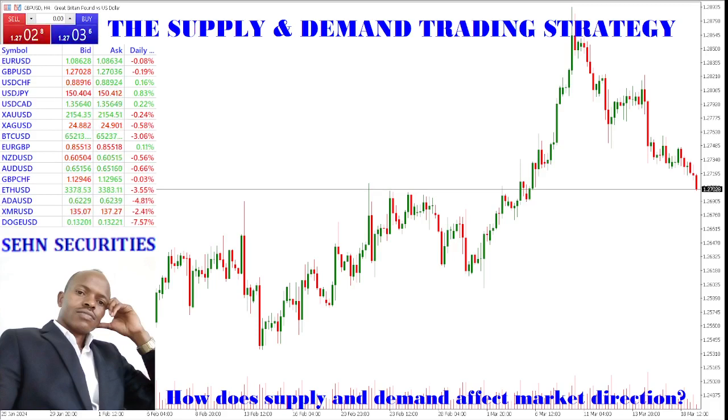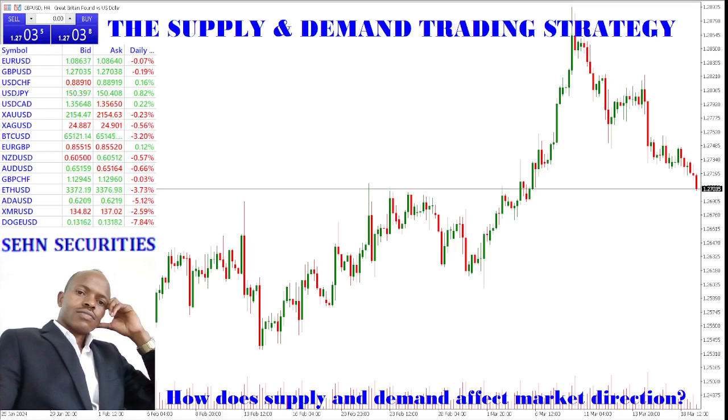This concept is similar to that of horizontal support and resistance. Therefore, the strategy revolves around the interplay between supply and demand levels, which influence market movement and price action in any financial market. To understand the essence of supply and demand trading, it's essential to understand the underlying principles.